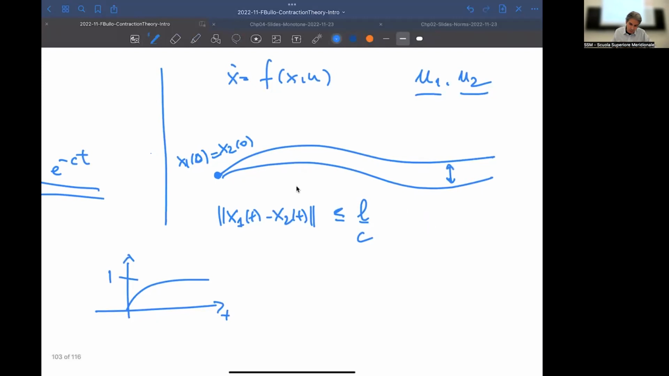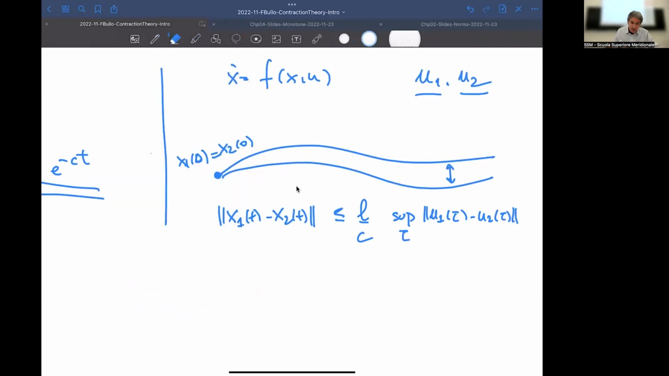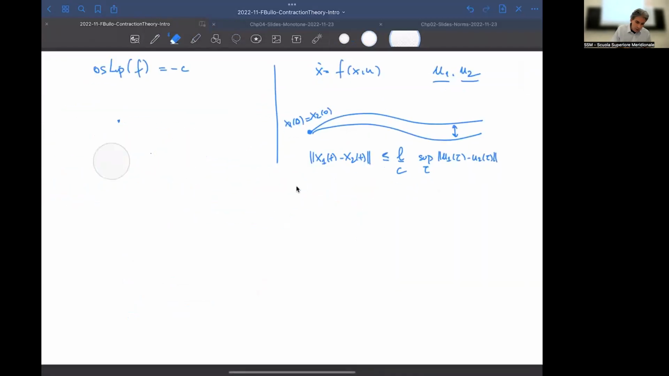And here we had the supremum over tau of u1 of tau minus u2 of tau. It's a Lipschitz bound because we have been playing the game of Lipschitz functions all along. And the little bit of magic is that a one-sided Lipschitz constant can be negative, and that means the system is contracting. But there are Lipschitz constants everywhere.